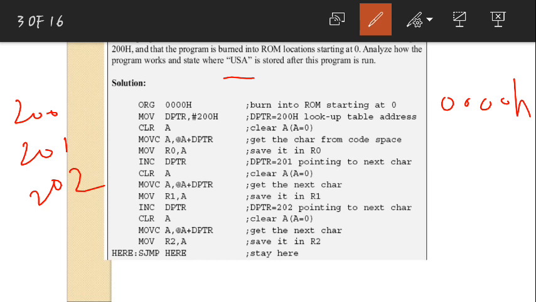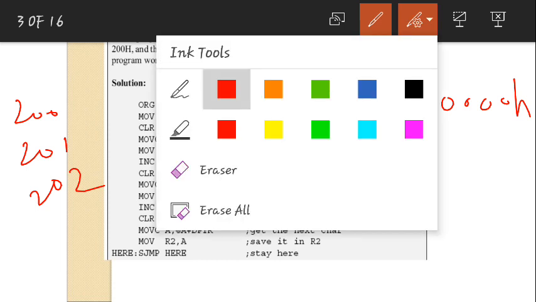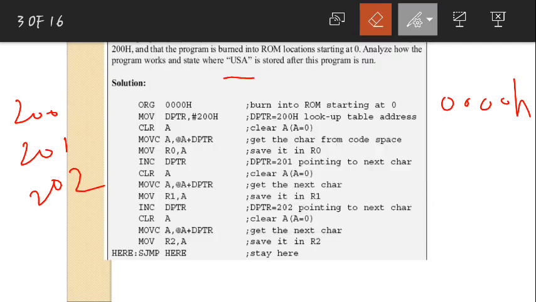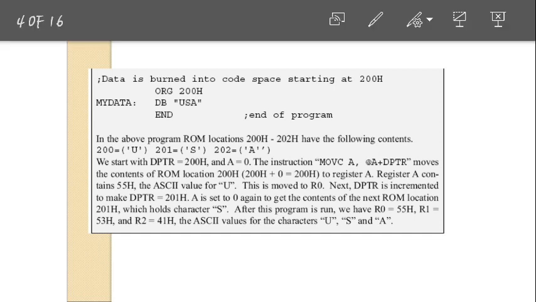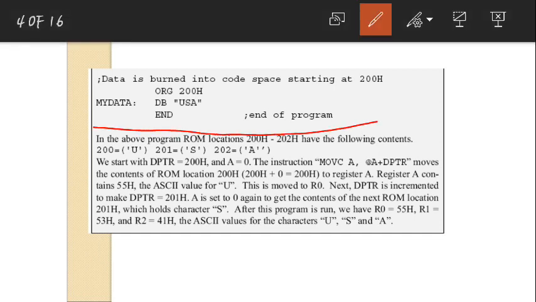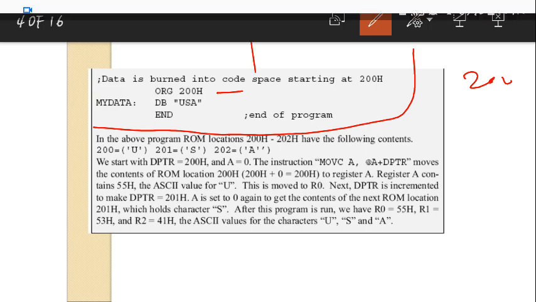Before going to this, we will see this first. This is where your program ends. This is also part of the complete program, from there to here. Here first you have ORG 200. That means you need to first burn those characters in the 200 location, you need to store those characters. So at 200 I am starting my data.